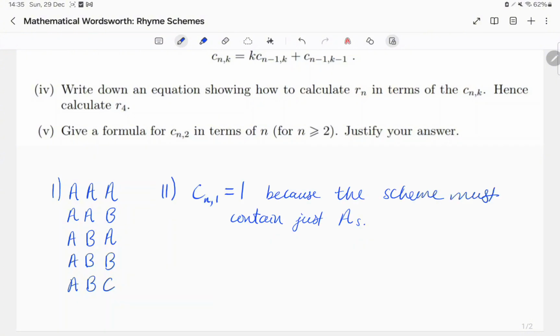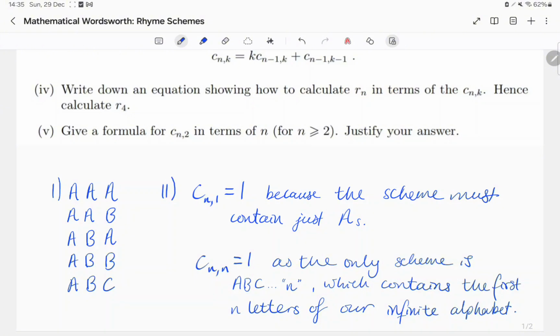C(n,1) is equal to 1 because the scheme must contain just A's, and there is only one way of doing this. C(n,n) is also equal to 1, as the only possible scheme is A, B, C, continuing all the way to the nth letter, which contains all the first n letters of our infinite alphabet.